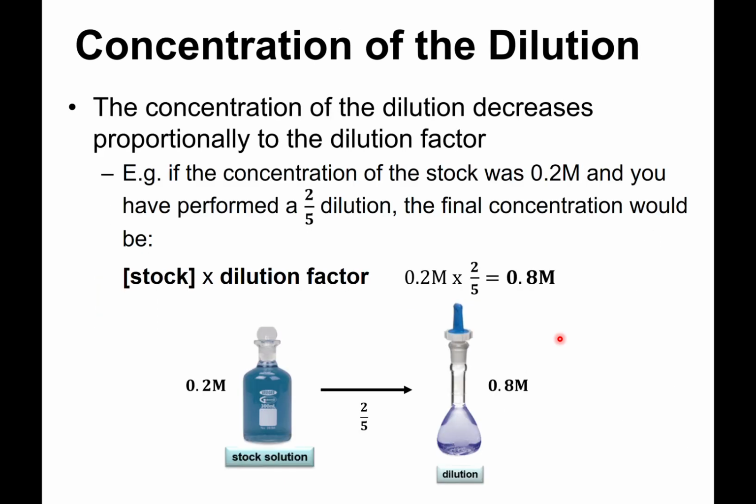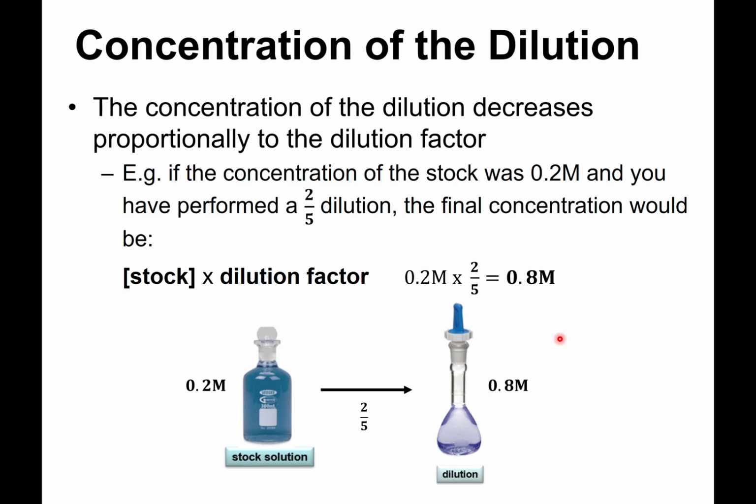Now, you figured out how to do the calculation on how much stock you need to prepare a certain dilution based on the dilution factor and the total volume of the dilution. Now, what will be the concentration that you get after you perform the dilution? Well, the concentration of the dilution ultimately goes down proportionally to the dilution factor that you're using.